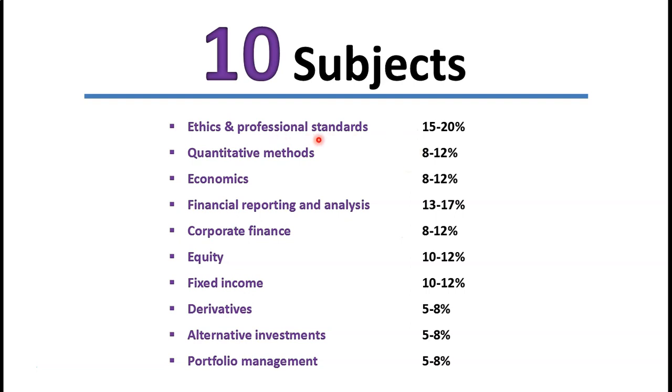For example, ethical and professional standards comprise approximately 15 to 20% of the exam content, quantitative methods 8 to 12%, economics 8 to 12% again, financial reporting and analysis 13 to 17%, corporate finance 8 to 12%, equity 10 to 12, fixed income 10 to 12, derivatives 5 to 8, alternative investments 5 to 8 and portfolio management 5 to 8. So these are the 10 subjects which comprise the CFA Level 1 curriculum.